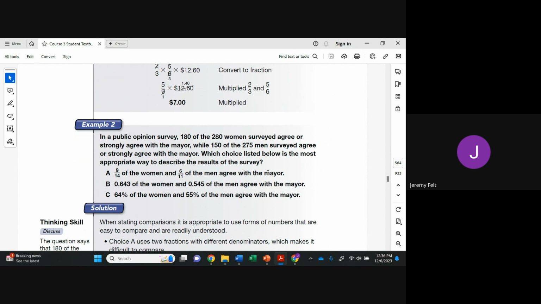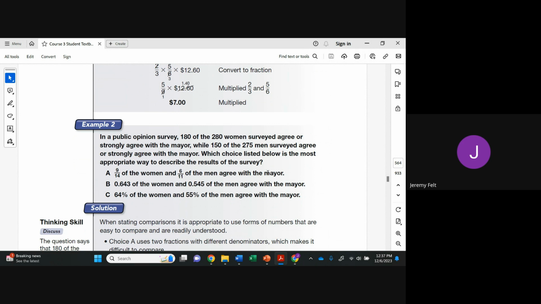This again, you're a political strategist and you're trying to help convey a message. You don't want to manipulate the numbers or change them. You want to be accurate, but you want to give the best representation and the one that makes the most sense. So A, maybe not. If we convert those to decimals, B: 0.643 of women and 0.545 of men agree with the mayor.